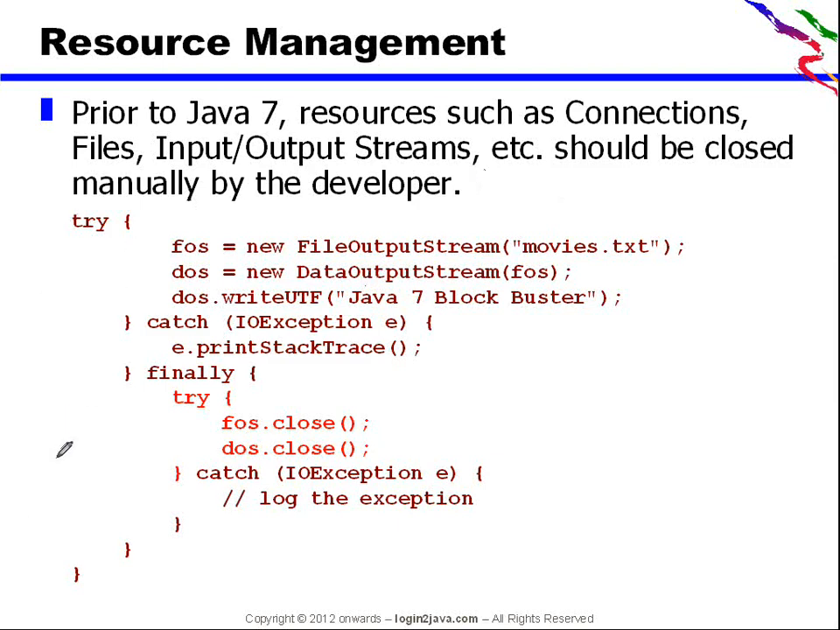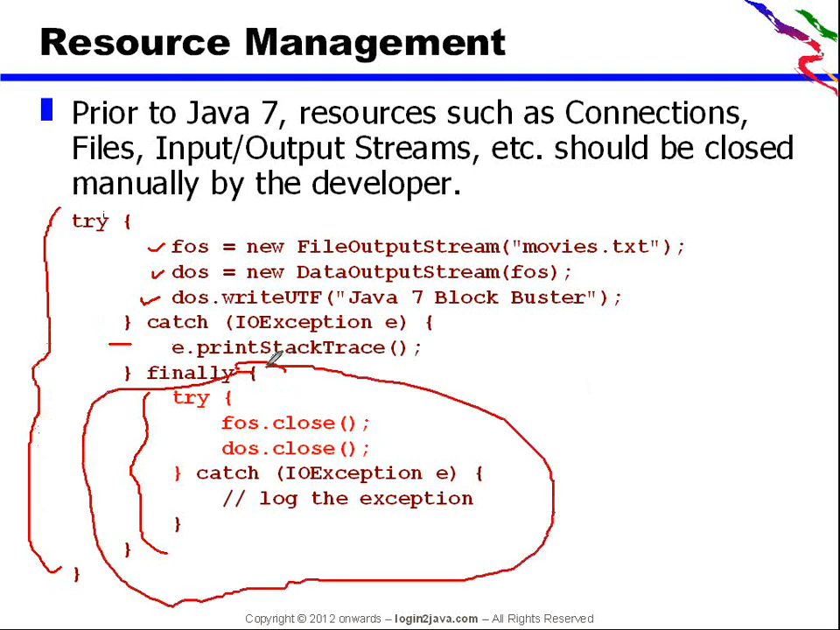You must have come across this type of coding practice in your day-to-day programming, where you must have opened some resources and then catch, and you must have given these things in the finally block. For each clause you must have put a try, whether it is a connection or statement or basically a file output stream or some input stream. Now with Java 7, particularly this part is no more required.